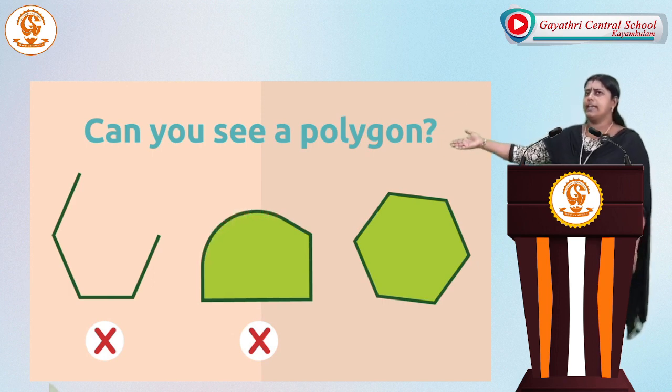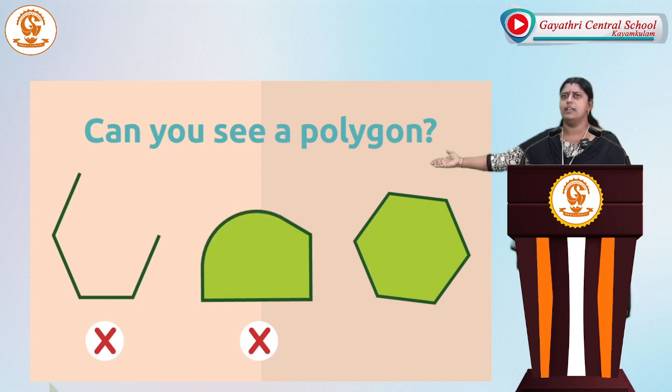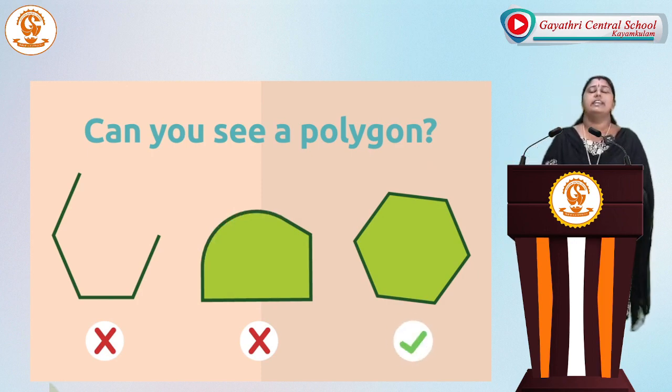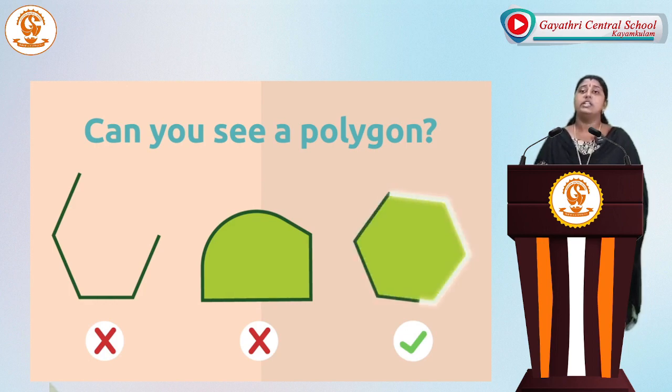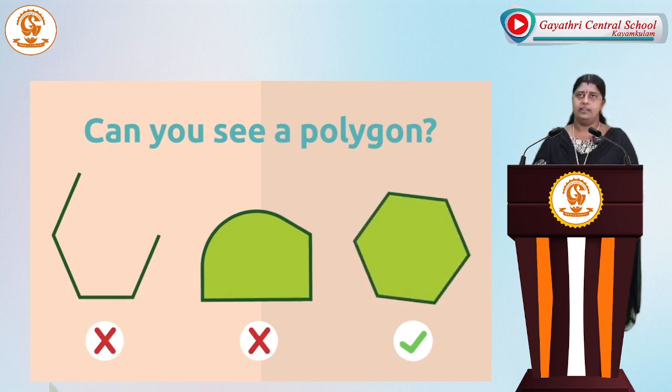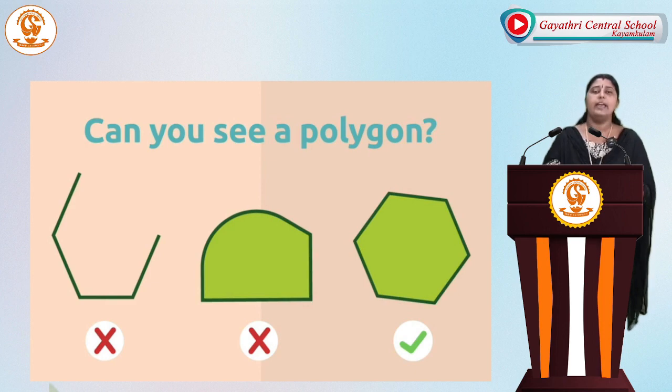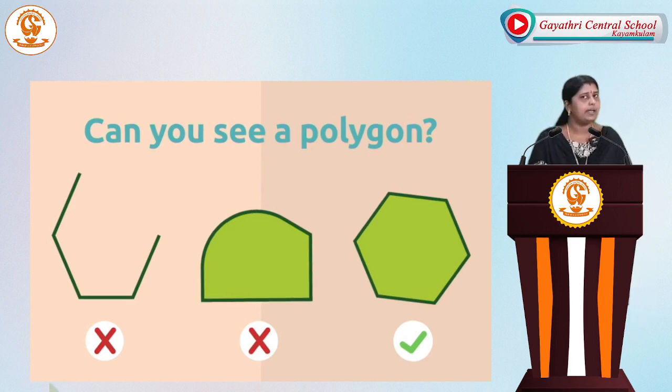But in the third case we can see a polygon. Yes, it is a polygon because it is a closed figure made up of only line segments. As per the definition, a polygon is a closed figure made up of only line segments. Is it clear, children? Is this concept clear?